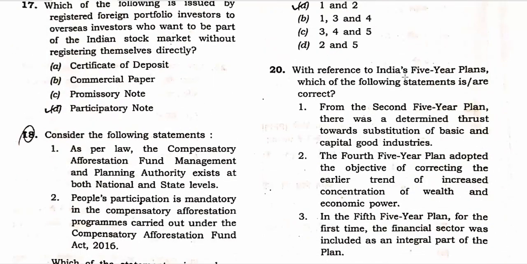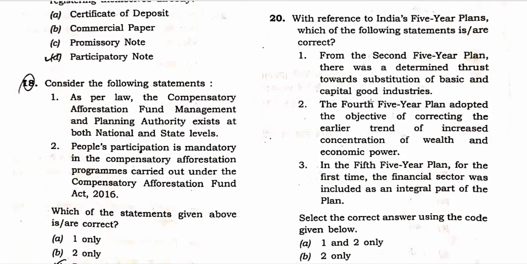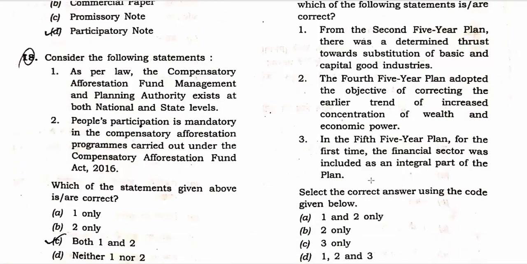Next, with reference to India's 5-year plans, which of the following statements are correct? If you see here, these are the extremities of statements 1 and 3. Statement 1 says that in the second 5-year plan, there was a determined thrust towards the substitution of the basic and the capital goods industries. You need to think about it. And the third statement says that in the 5th 5-year plan, for the first time, the financial sector was included as an integral part of the plan. So it is not the 5th 5-year plan.